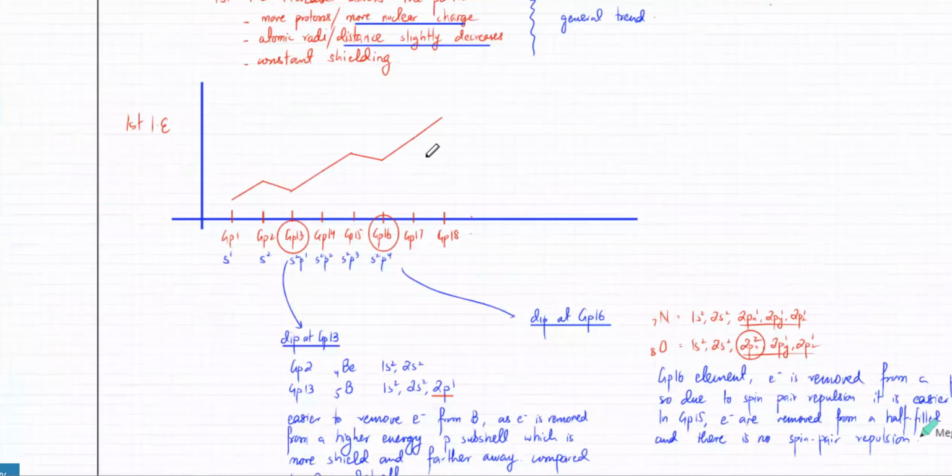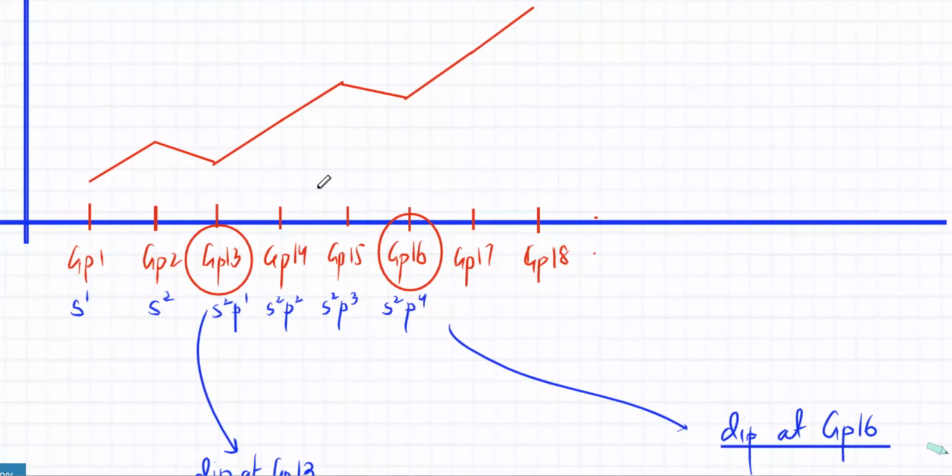And after that, it's not going to be a factor. It's only going to be a factor when you move towards group 16. After that, all the p subshells would be paired. So the spin pair repulsion would be constant in all of them, group 17 or group 18. So that's not going to be a factor, and they're going to continue to follow the trend.